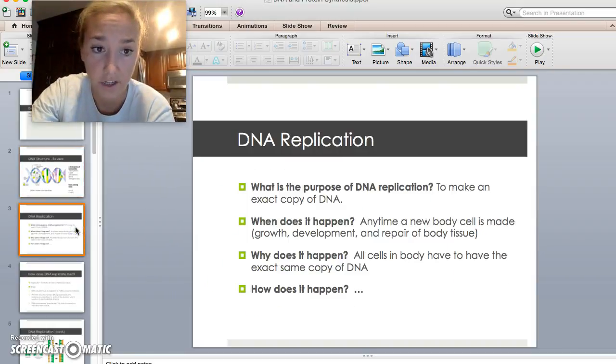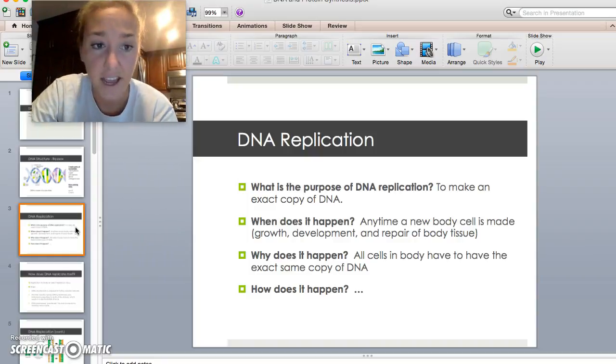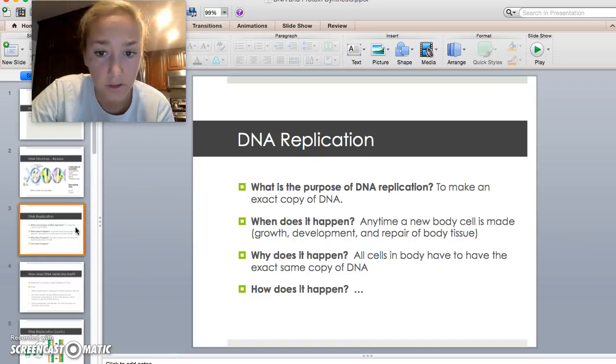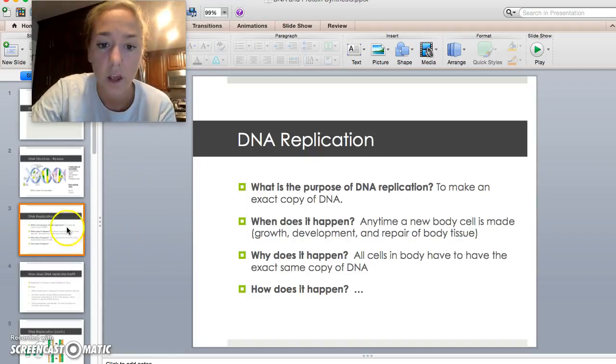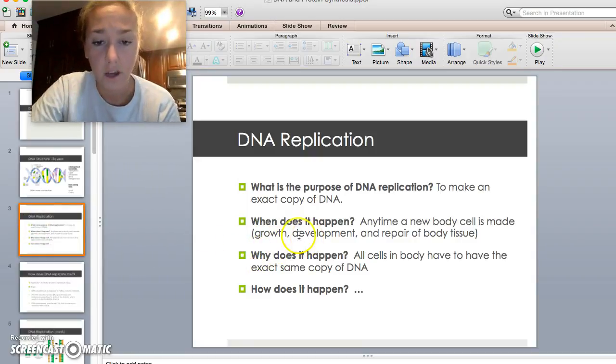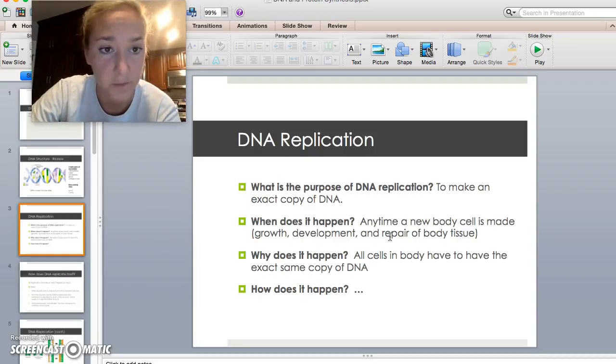So DNA replication. First of all, the purpose of DNA replication is to make an exact copy of DNA. DNA replication happens pretty much all the time, actually. Anytime a new body cell is made. So this includes growing and developing, like what you guys are doing, because you're teenagers and you're growing and developing. And then if there's ever repair of body tissue, so if you get a cut on your hand and your skin has to repair itself, DNA has to replicate for when the new skin cells are being made.